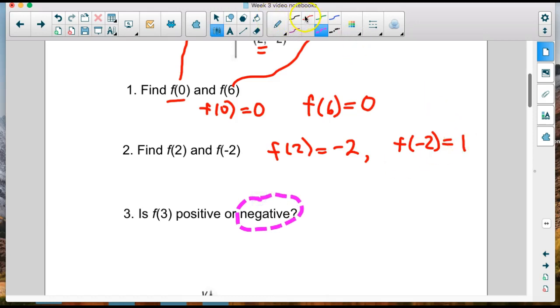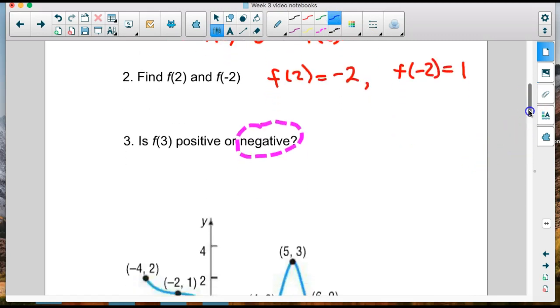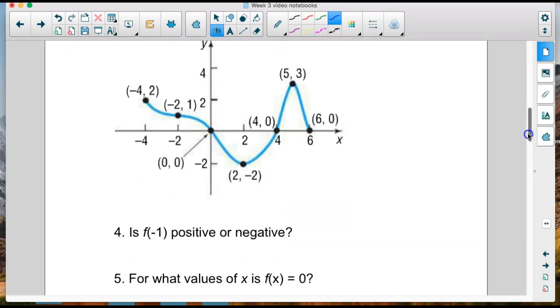All right. Moving on to some more questions about the graph. It's also going to ask if f of -1 is positive or negative. So in this graph here, f of -1 is right about here. So the value right here is going to be a positive value. So the answer to this is positive.